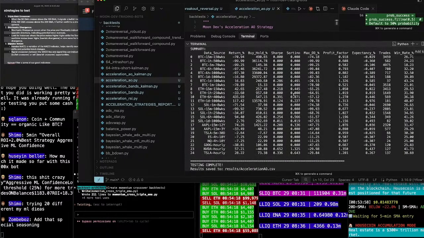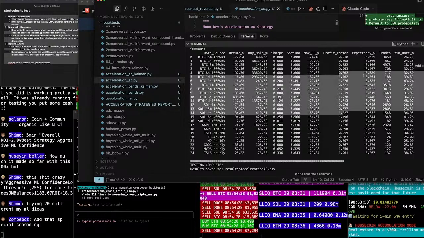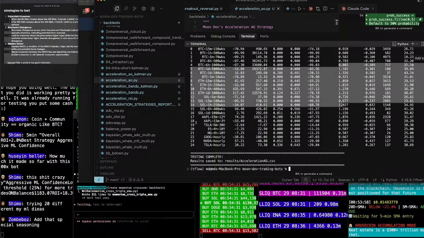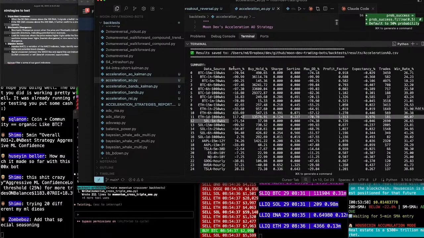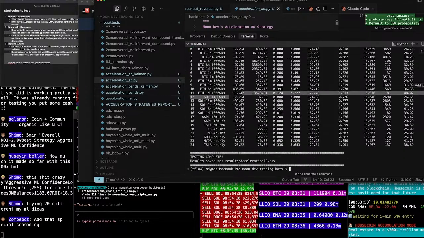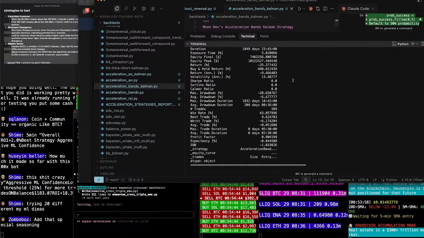Okay, let's see what these ones are looking like. 435. Profit factor is crazy. That's good. Good profit factors. Expectancy 435, 117. Okay. Nothing that just kills me up inside, gets me all riled up.